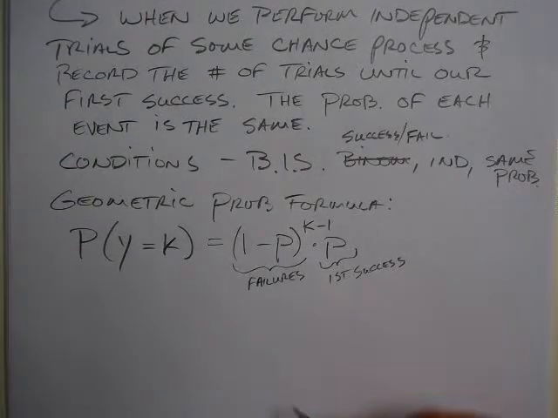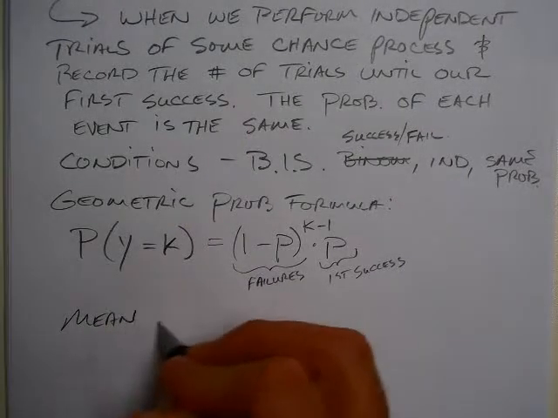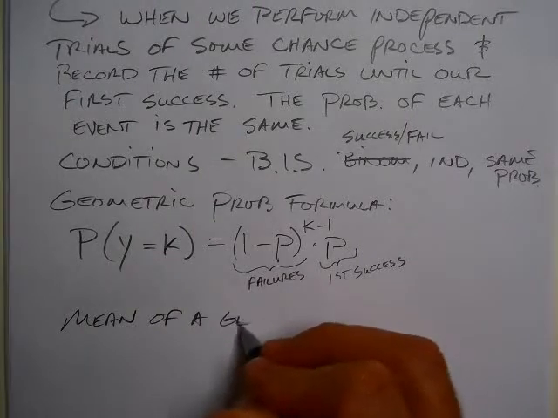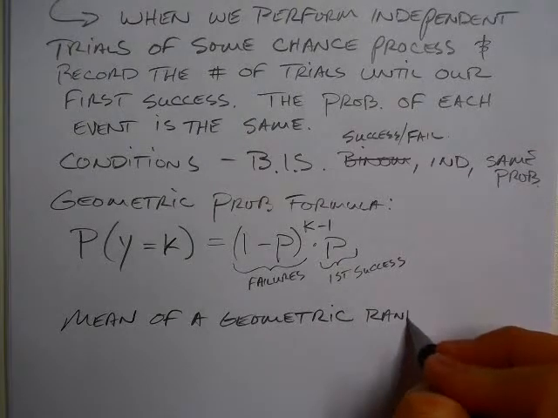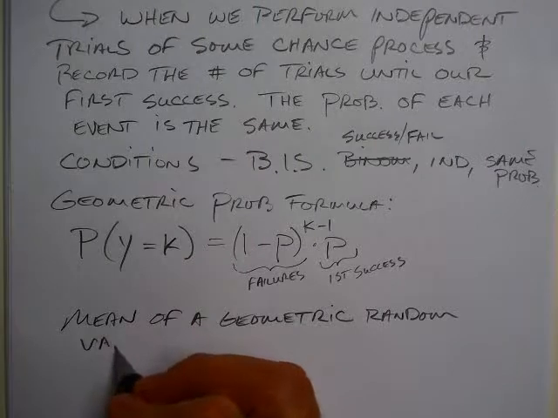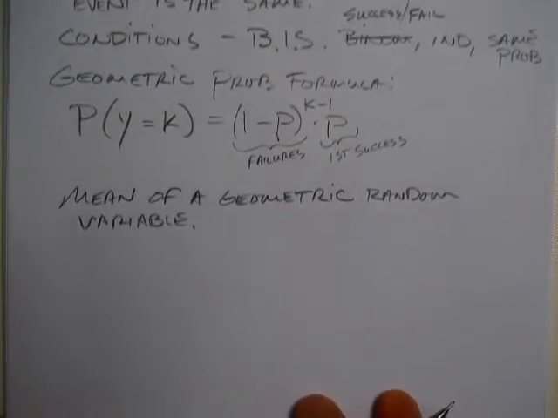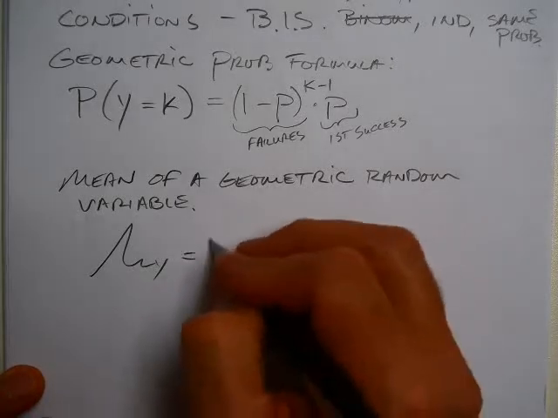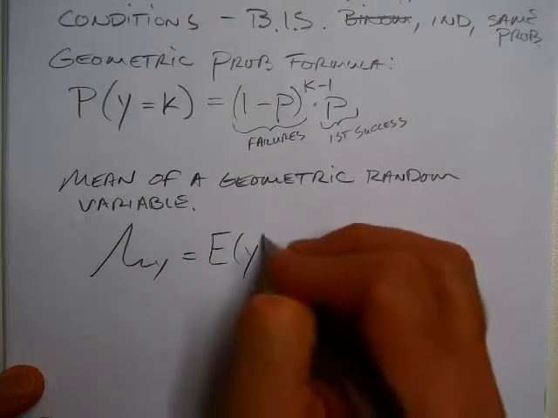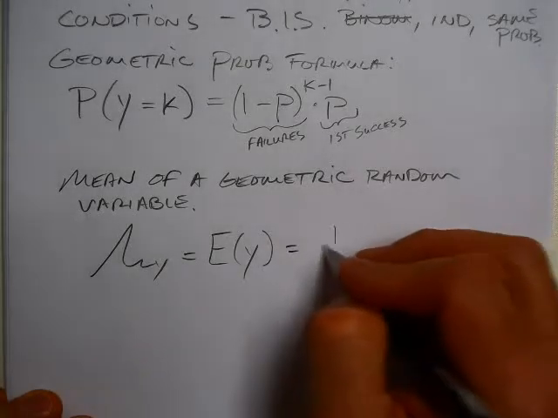All right, the mean of the geometric random variable. This one you do need to probably memorize. Mu sub y equals E of Y. So they're just saying the average is the expected value, which is simply 1 divided by p.